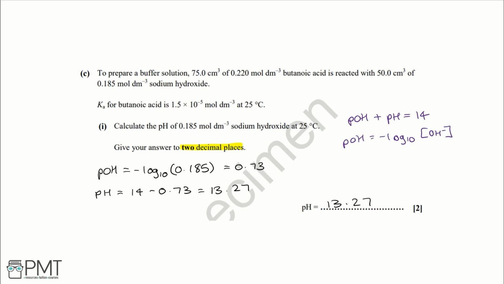To get the 2 marks for this question, you get 1 mark for your working out, and then you get 1 mark for your correct answer, which is given to 2 decimal places.